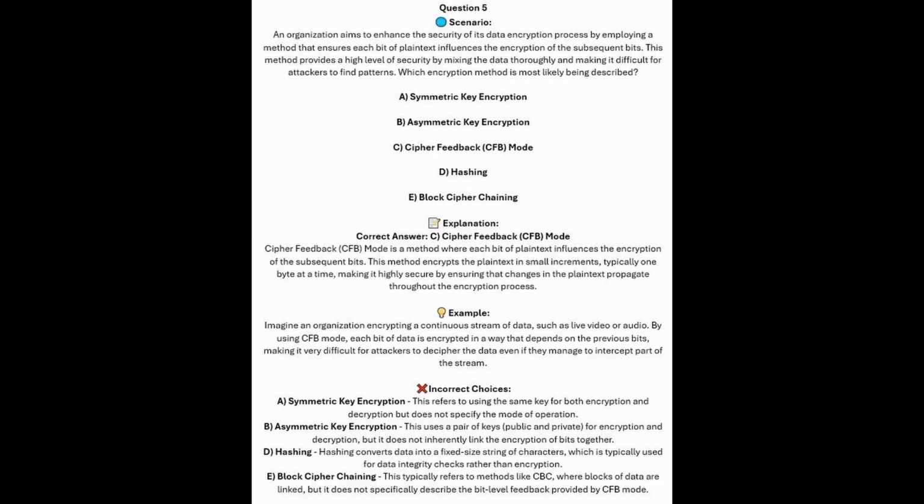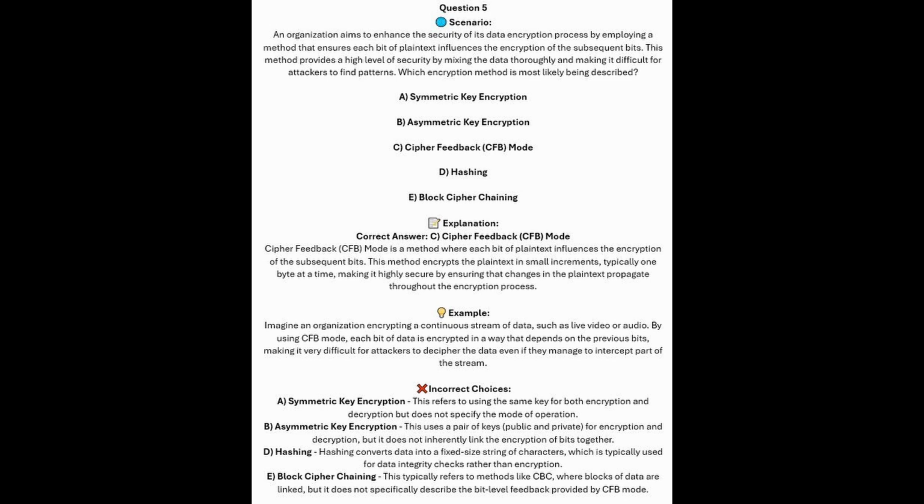And the correct answer is C. Cipher feedback or CFB mode. Cipher feedback or CFB mode is a method where each bit of plaintext influences the encryption of the subsequent bits. This method encrypts the plaintext in small increments, typically 1 byte at a time, making it highly secure by ensuring that changes in the plaintext propagate throughout the encryption process.